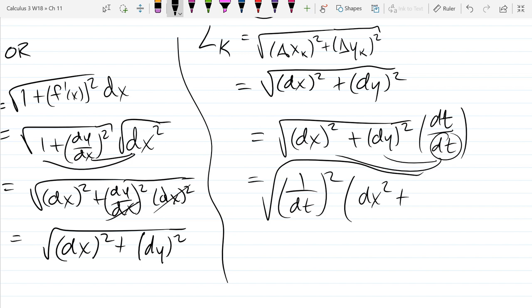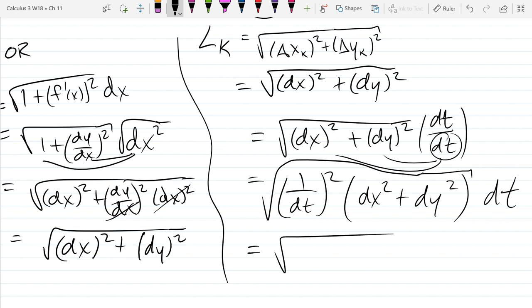I don't want to over-parenthesize. Dx and dy are actually one unit, meaning you don't need to wrap them in parentheses. So it's not d times x, as dx is one unit right there. So I don't have to over-parenthesize like that. And then distributing dt squared across we have dx over dt squared plus dy over dt squared with a dt outside.